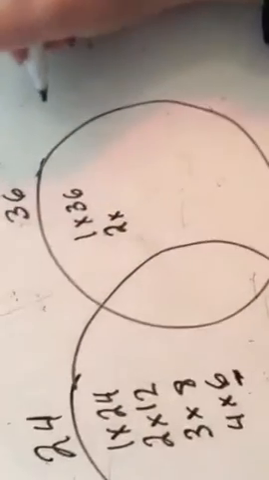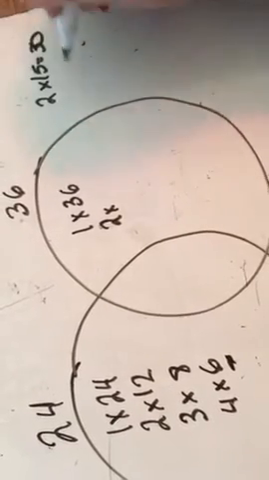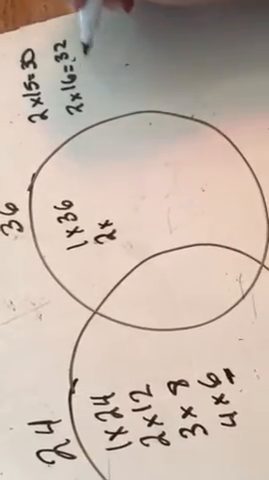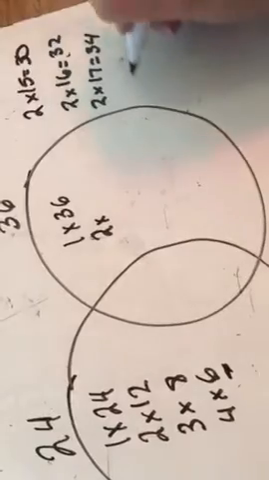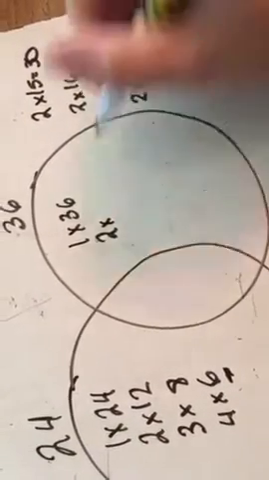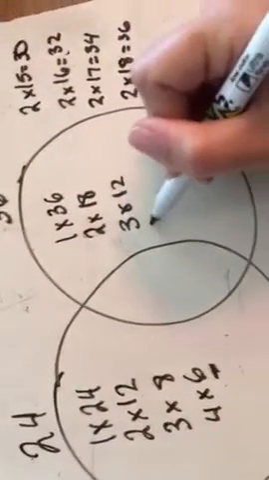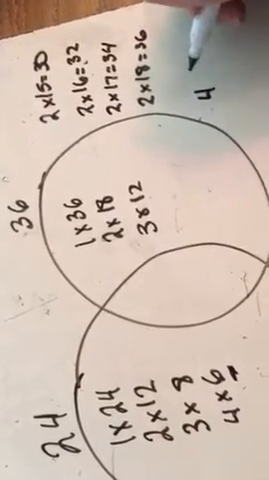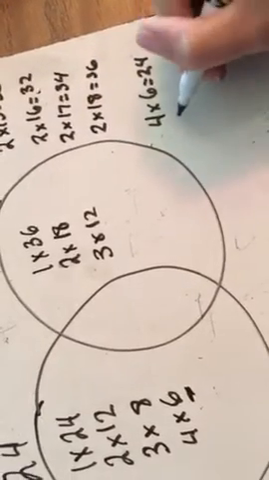2, I know that 2 times 15 is 30. And that means 2 times 16 is 32, because I'm skip counting. 2 times 17 is 34. 2 times 18 is 36, okay? I know it's a factor of 3 times 12. I'm going to list my multiples of 4, because I'm not sure. 4 times 6 is 24. That's the highest I know.